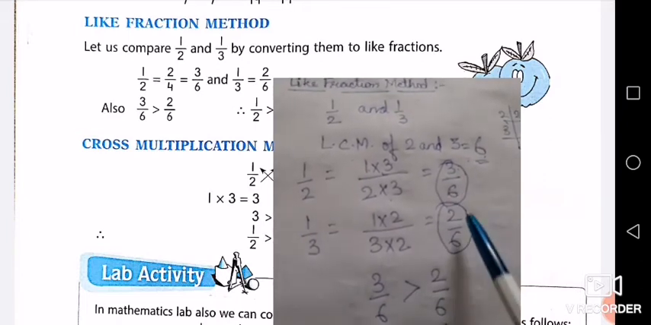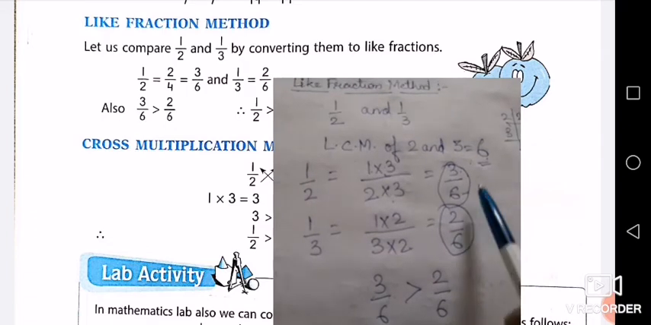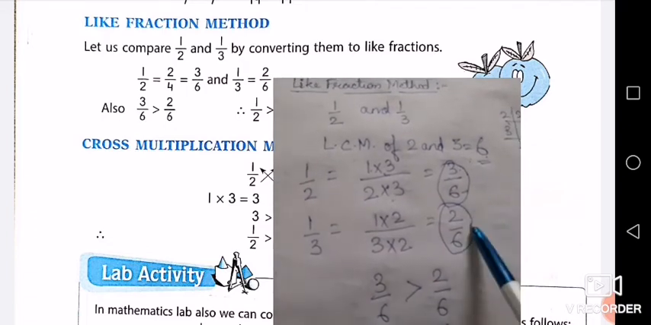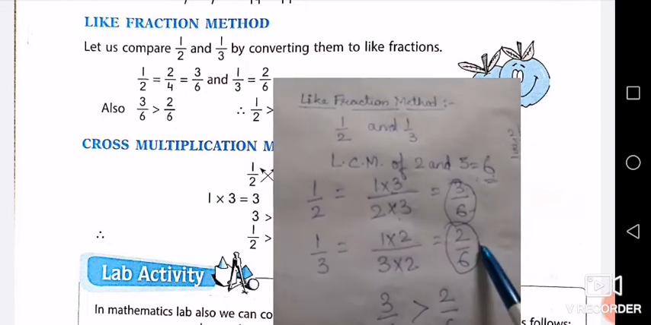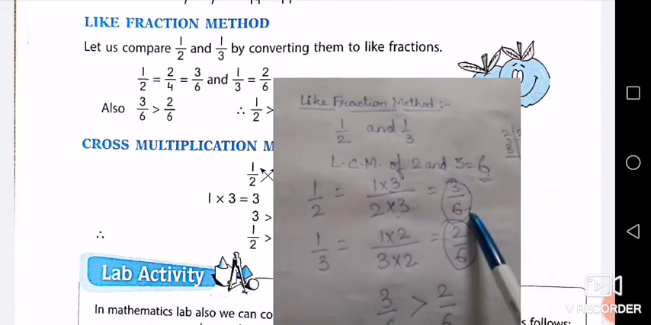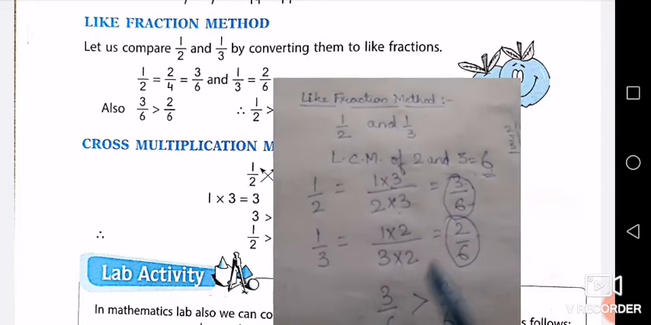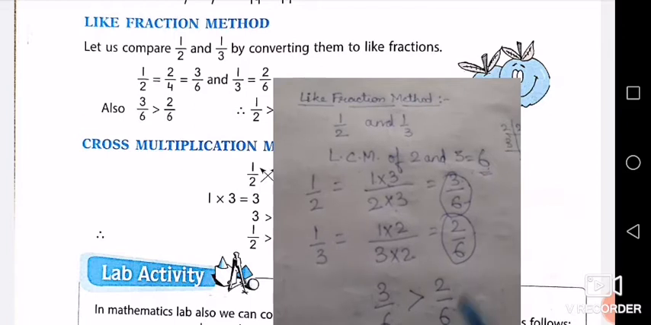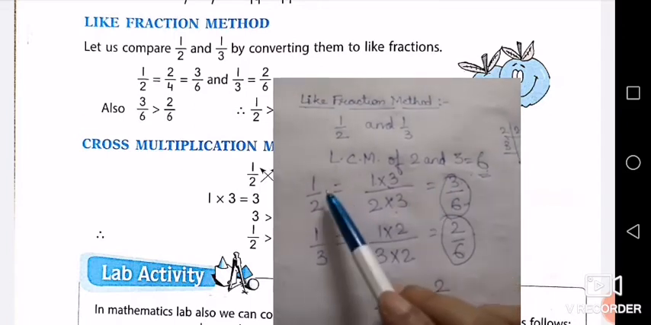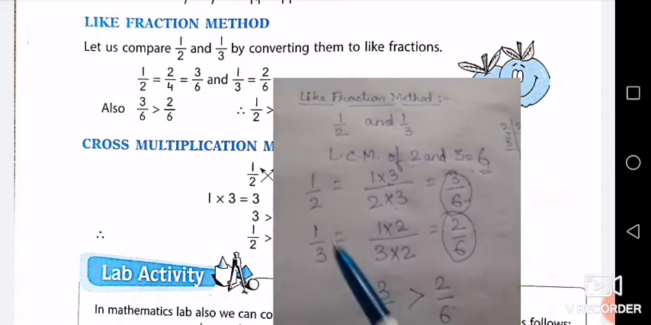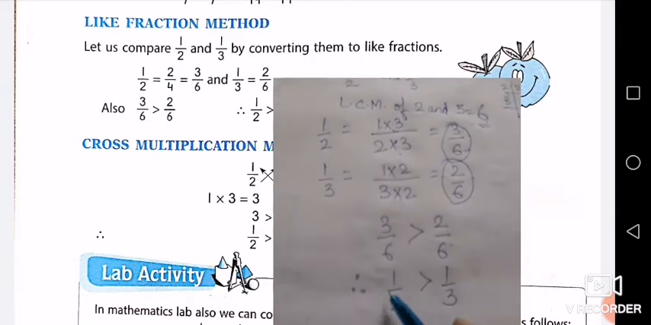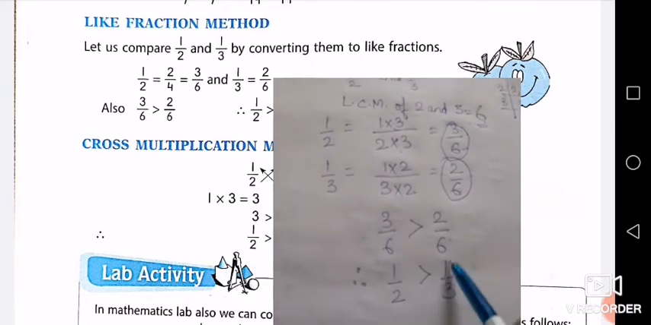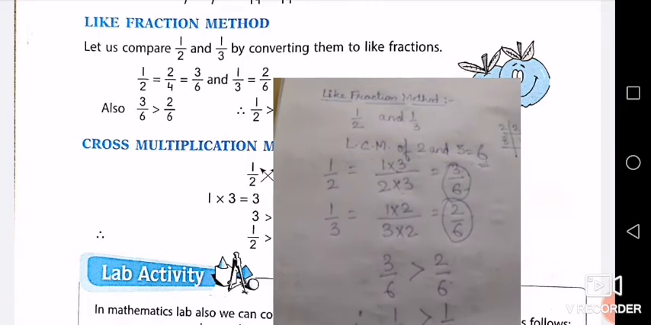Now as you can see, both these fractions are like fractions because they have the same denominator. So 3 by 6 is greater than 2 by 6 and the respective fraction for 3 by 6 is 1 by 2. So therefore 1 by 2 is greater than 1 by 3. This is one of the methods.